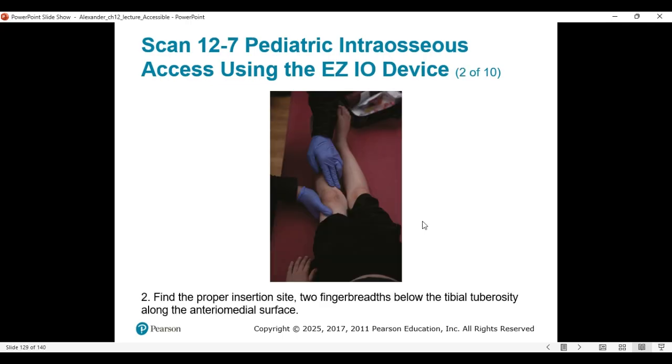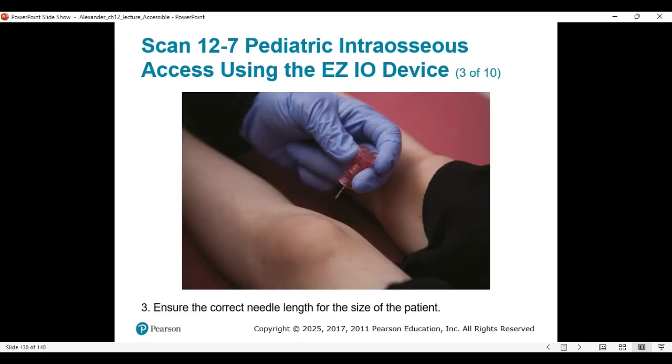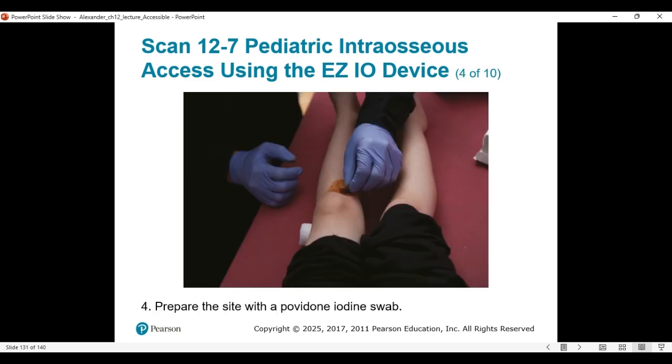We're going to find the proper site, 2 fingers below the tibial tuberosity, and we're going to go to the anterior medial surface. So we're going to go 2 fingers down from the bottom of the knee, and then move medial 2 fingers. We're going to use the right needle for the right patient. Prep the site with an iodine swab, and most of your IO kits will have the iodine swab in it.